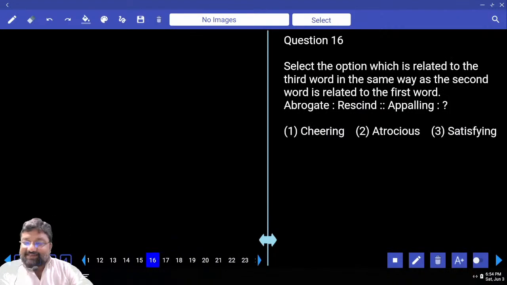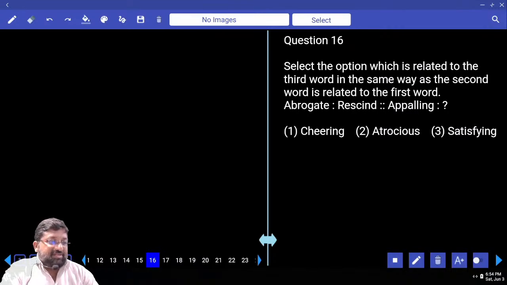Abrogate, resend. Select the option which is related to the third word in the same way as the second word is related to the first word. This has nothing to do with reasoning. These questions are purely based on your English vocabulary skills. So what is the meaning of the word abrogate? Abrogate is evading, avoiding, cancelling. Resigned is also avoid or cancel. So I can say these two are synonyms.